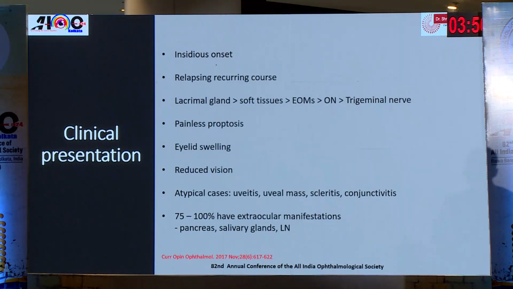So usually, since lacrimal gland is the most commonly affected organ, patients will commonly present with a painless proptosis, associated eyelid swelling, and if there is a posterior lesion, then maybe reduced vision. Then atypical cases that have been described in literature have included uveitis, uveal mass, which was seen in our second patient, scleritis, and even conjunctivitis. And out of these patients who have ophthalmic disease, 75 to 100 patients will also have extraocular manifestations. So a systemic examination is very crucial in these patients.